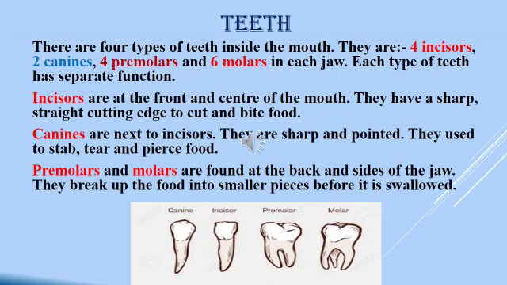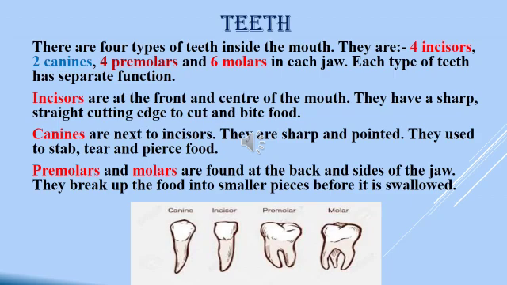There are 4 types of teeth inside the mouth. They are 4 incisors, 2 canines, 4 premolars and 6 molars in each jaw. Each type of teeth has a separate function. They also differ in size, shape and number.